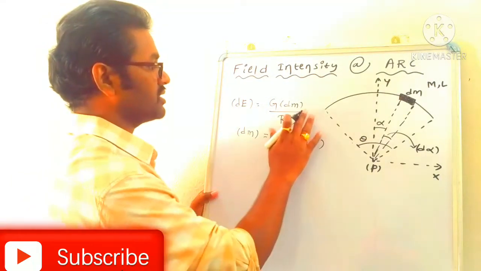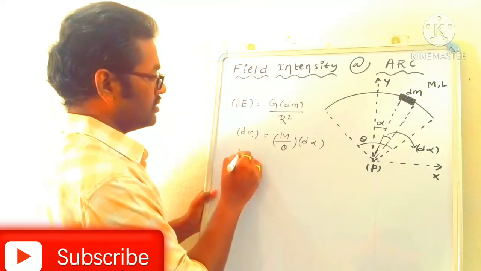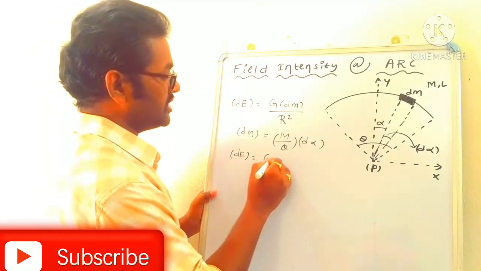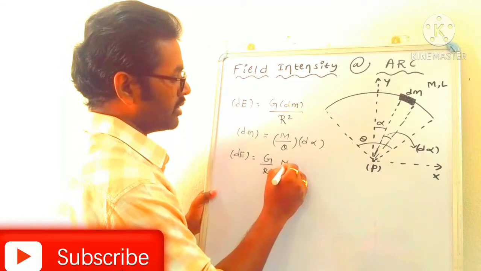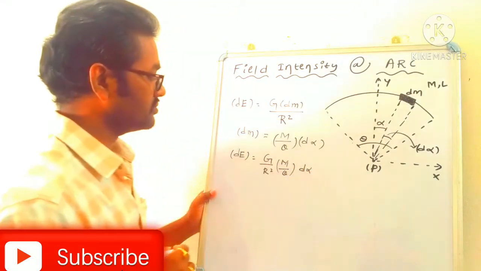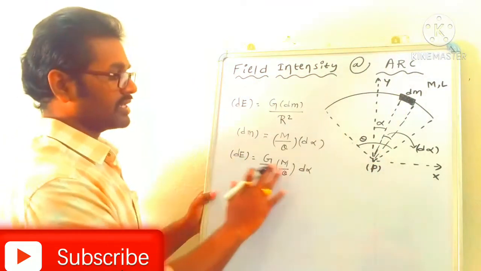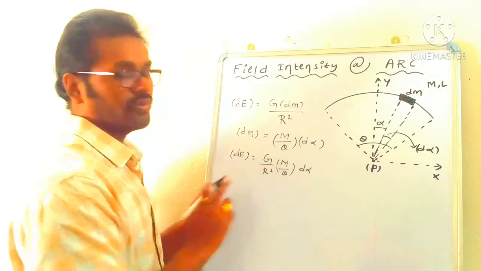Now take this expression in this equation. You will get dE, which is equal to G by r square into m divided by theta into d alpha. So the field intensity at this point due to this element is G m d alpha by r square theta.